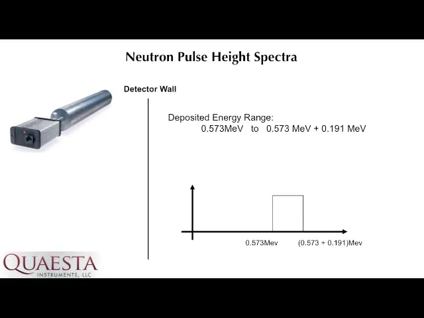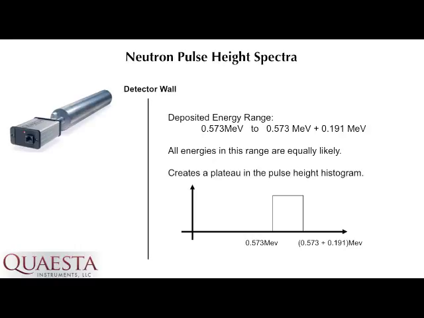Therefore, the deposited energy from these extreme cases will range from 0.573 megaelectronvolts to 0.573 megaelectronvolts plus 0.191 megaelectronvolts. And since all locations are equally likely, the energy spectrum will be uniformly distributed along this interval. This creates a shelf in the pulse height spectrum that spans this deposited energy range.